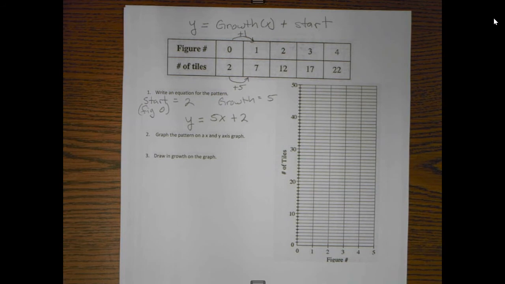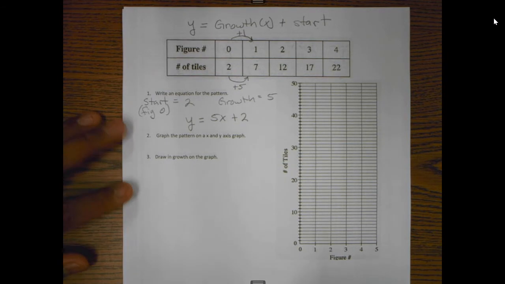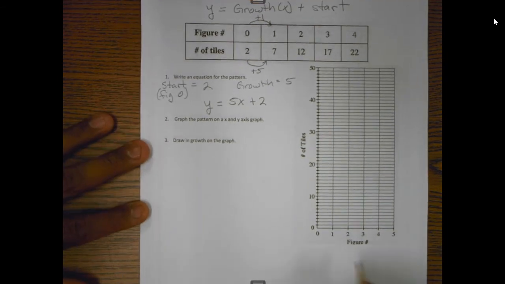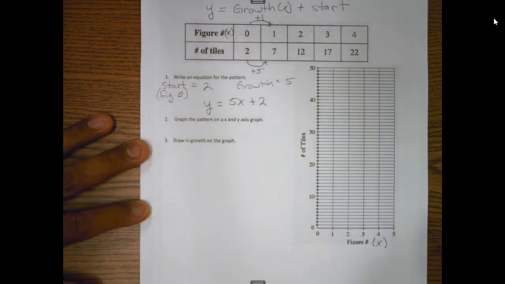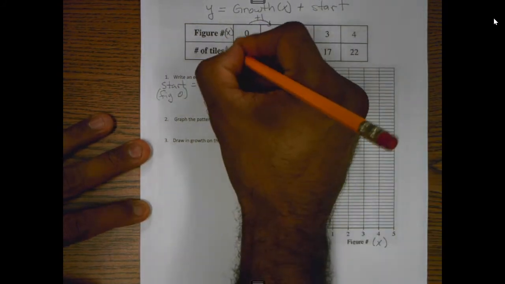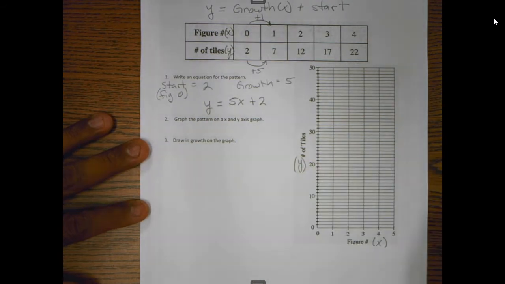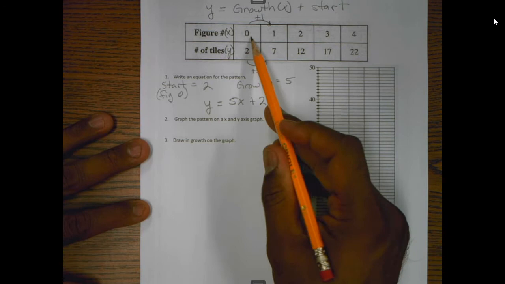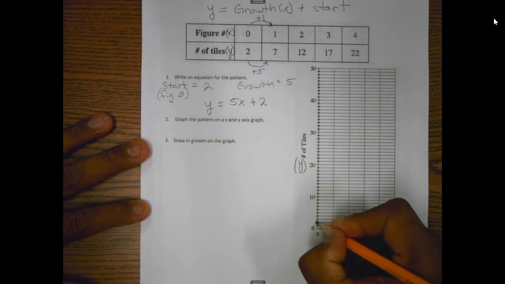Okay, so now what we're going to do that's different from the last class is we're going to graph what we got in our table. You can see how this is labeled. The figure number down here, these are my x values. So the top one is going to be my x's, and then the number of tiles is my y value. So when my x is 0, my y is 2. So I'm going to be right there.